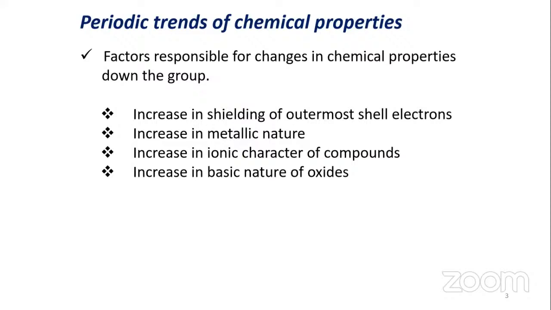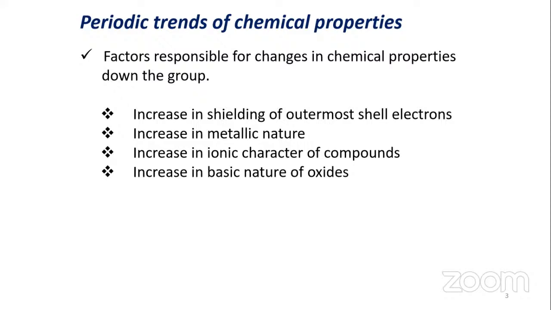Down the group, there is an increase in metallic character because ionization energy decreases, the tendency to form the positive ion increases, and so the metallic character of the element increases. Also, there's an increase in the ionic character of the compounds, and an increase in the basic nature of the oxides. So these are some of the factors that affect the chemical trends.